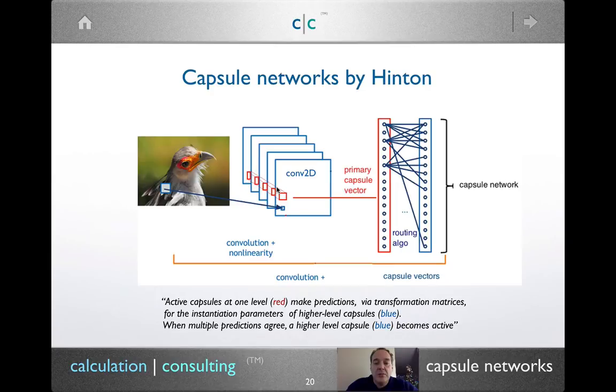So in other words, the red makes predictions because it assigns the pose to the features that it sees. When multiple predictions agree, when the predictions of the red agree on what it sees in the blue, there's a feedback loop which makes the blue become active. So this is not a fully connected area. The layer primary to capsule is not fully connected, but the connections are pruned by the routing algorithm.